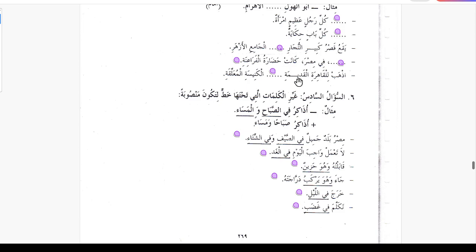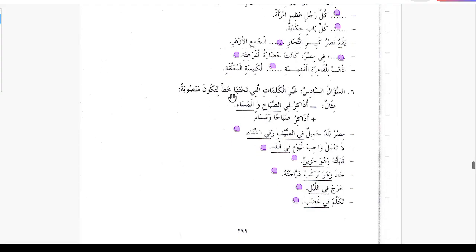Izhab lil kahiratil kadimati, go to the old Cairo. Badal kanisatil muallakati, after the hanging church. So now I am using bada here also. I use bada somewhere as a zarfu zaman, and I'm also using bada as a zarfu makan. This is the word that can be used for both depending on the sentence. So here the bada is coming as the place. After this church, go to that old Cairo. Okay, so that was question number 5.